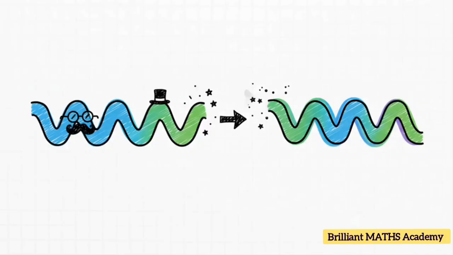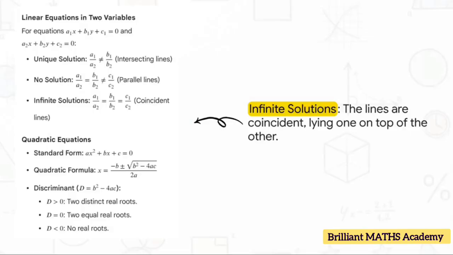So what's our third and final possibility? Now this one's a little tricky, because things aren't always what they seem. What if you have two equations that look totally different, but they're actually the same line in disguise? This is what happens when all the ratios are equal. The x's, the y's, and the constants. It just means that every single point on one line is also on the other line. They're basically lying right on top of each other. We call them coincident lines, and that gives us infinite solutions.